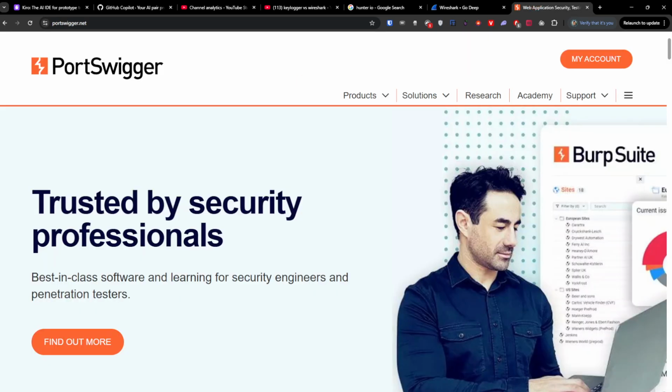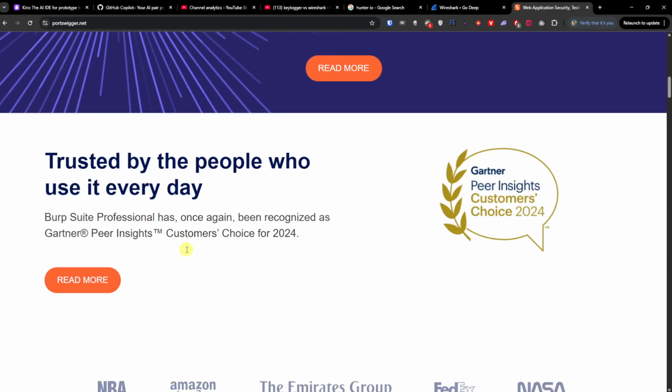On the other hand, Burp Suite is for web application penetration testing: SQL injection, XSS, CSRF, IDOR, SSRF, intercepting, modifying, automated vulnerability scanning, fuzzing inputs, also session and authentication testing, brute force testing even. So this is something that you're actually going to get with it.